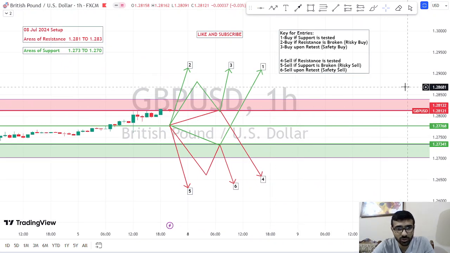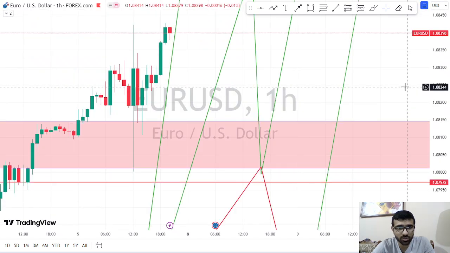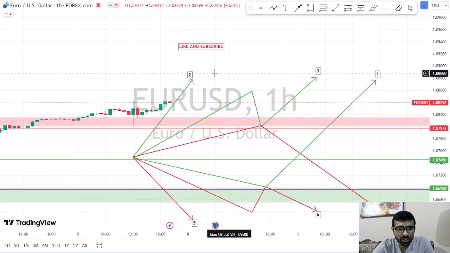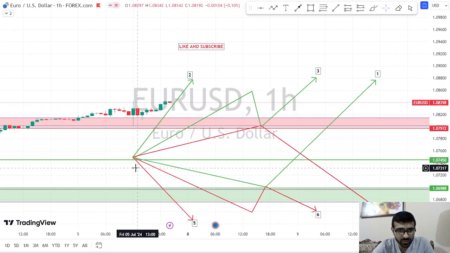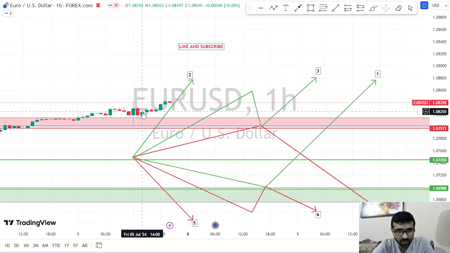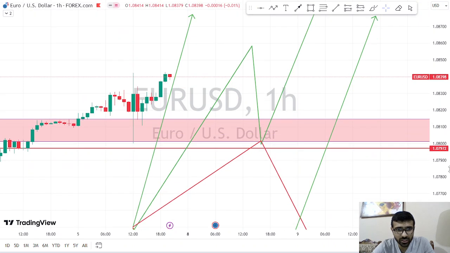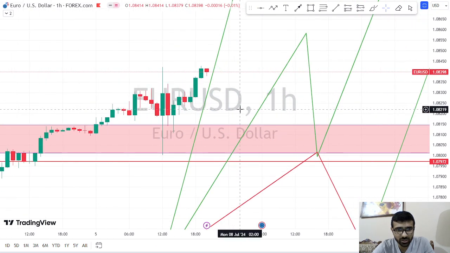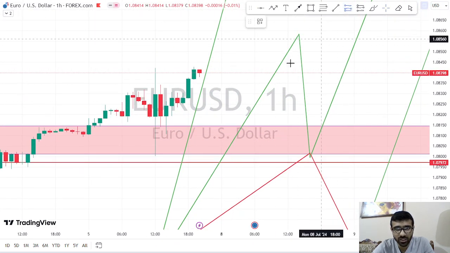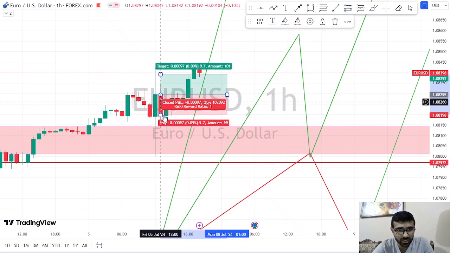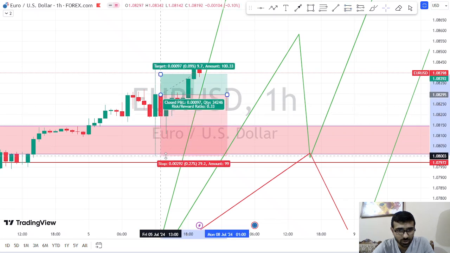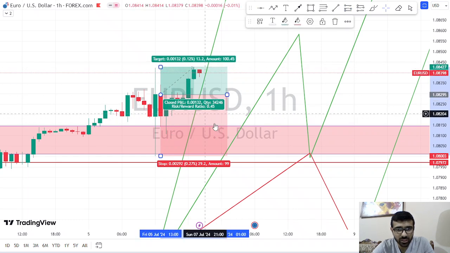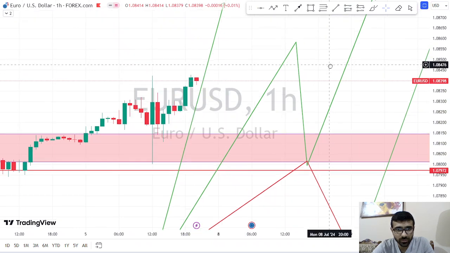Now let us move forward to the next pair, which is the Euro versus US dollar, from where we left off previously. Over here you can once again clearly see that when we were discussing on Friday, the market was trending over here, and we could have taken an entry over here and over here. So let me take both these entries and figure out how much profit or loss we would have made. This will be our first entry. Our stop loss will be just below this previous candle, and our take profit will be over here, giving us a 0.4% profit.